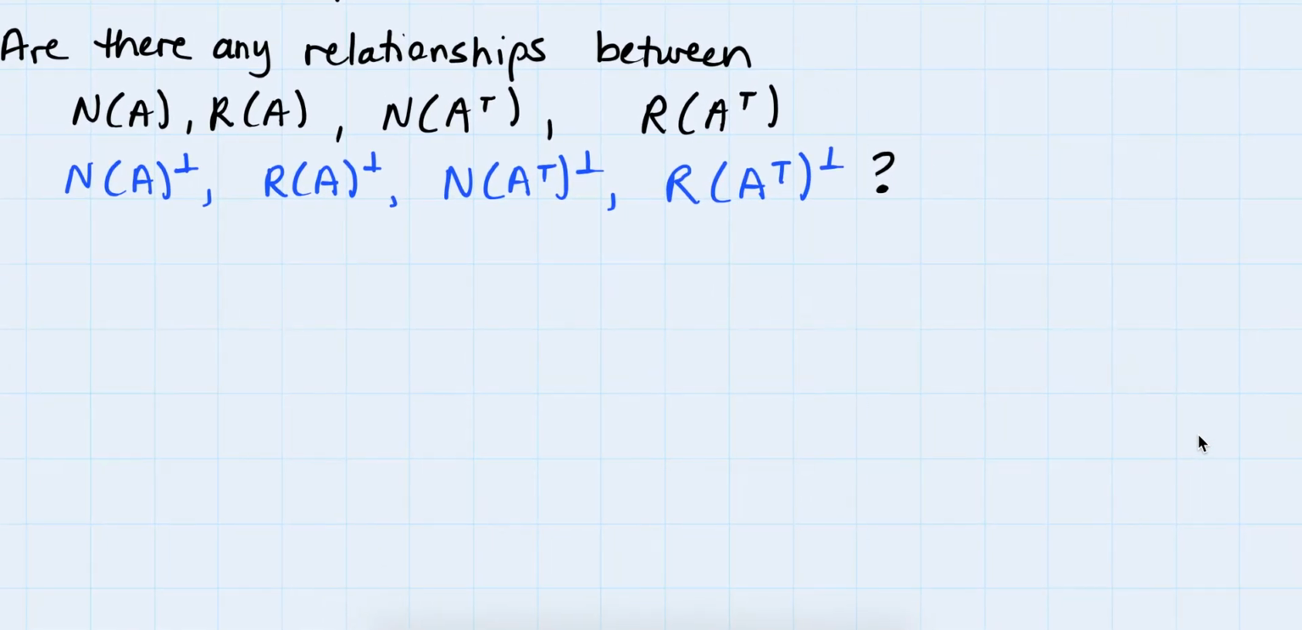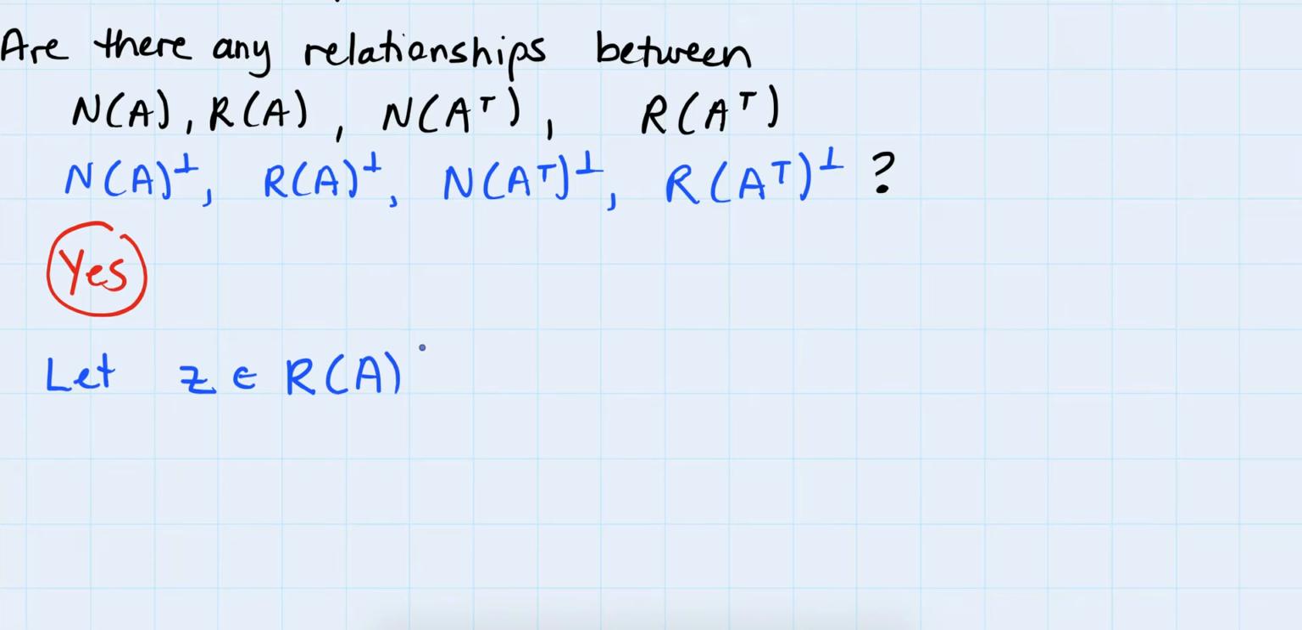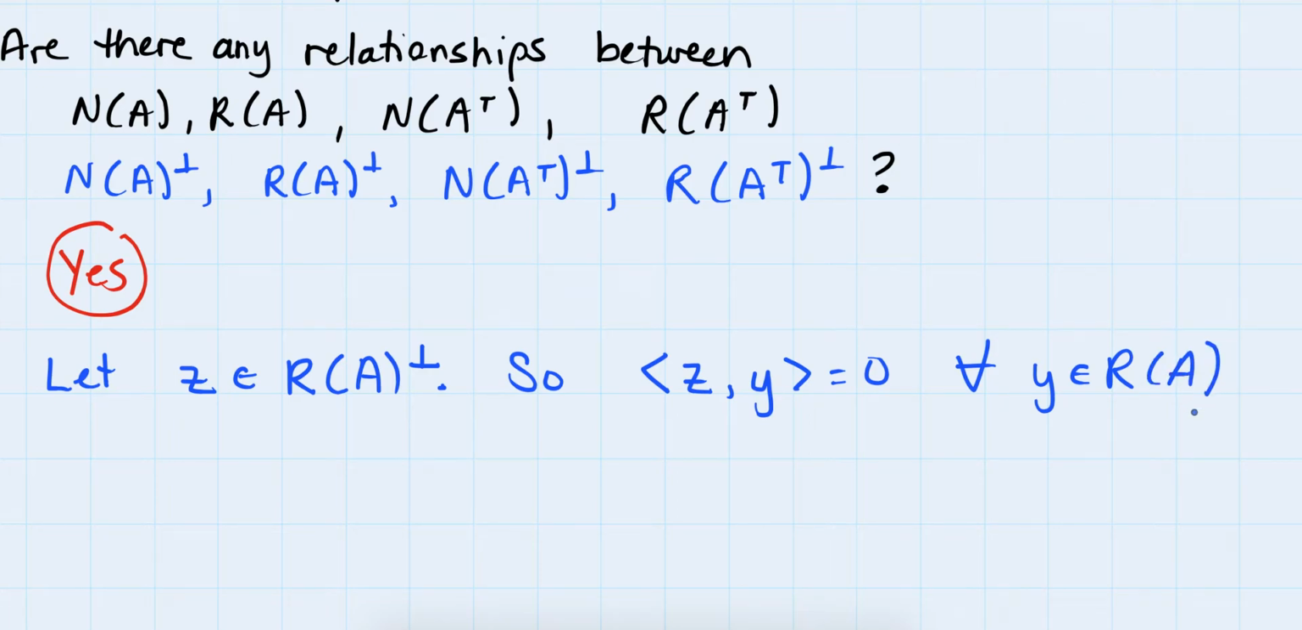So that's what I mean by this question. Are there any relationships between the null space and the range of a matrix and the null space and the range of the transpose of a matrix? So the answer is yes. And let's see one of them. Let Z belong to the orthogonal complement of the range of a matrix, and let's see what we can do with that. If that's true, then the inner product of Z with Y is equal to 0 for all Y in the range of the matrix A. Okay, that's the definition of the orthogonal complement.